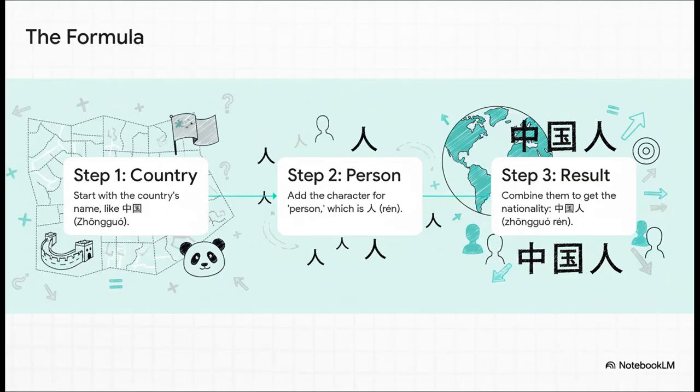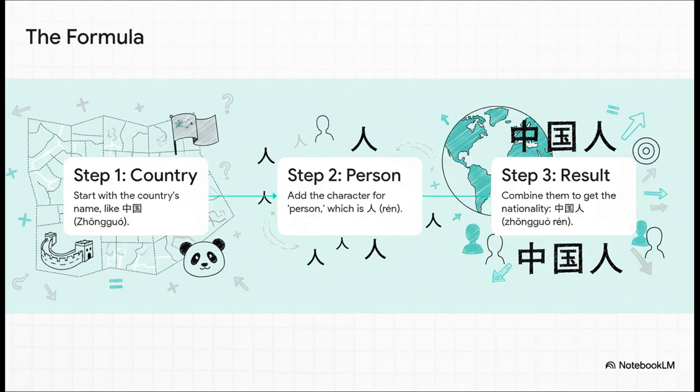Let's break it down step by step. The logic is so wonderfully straightforward. Step 1, you just start with the name of the country. So for China, that's 中国. Step 2, you simply attach our key character, 人, ren. And boom, step 3, you put them together. 中国 plus 人 becomes 中国人. Literally a China person. In English, of course, we just say Chinese.